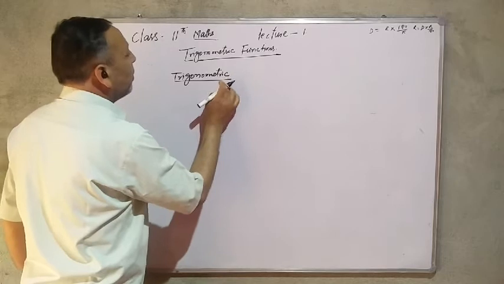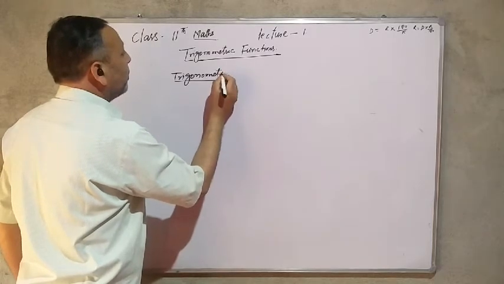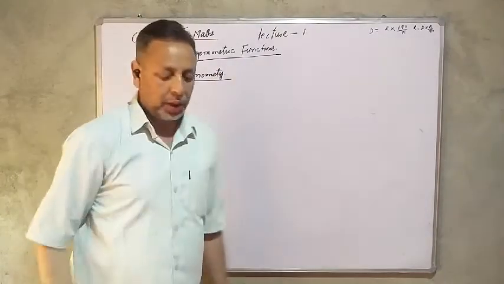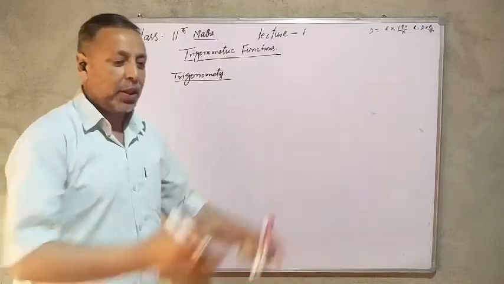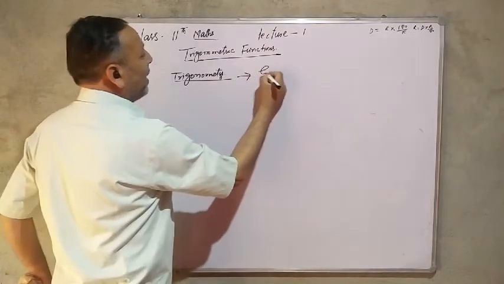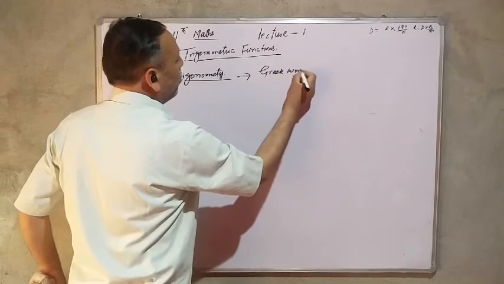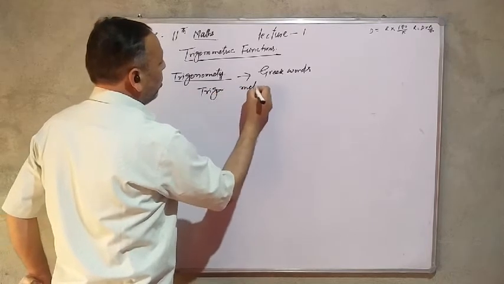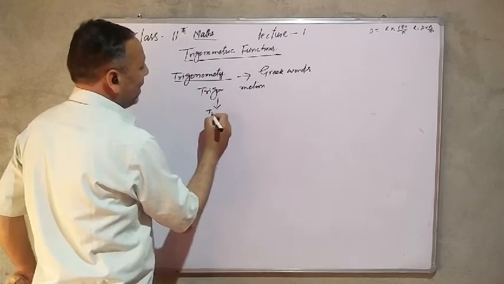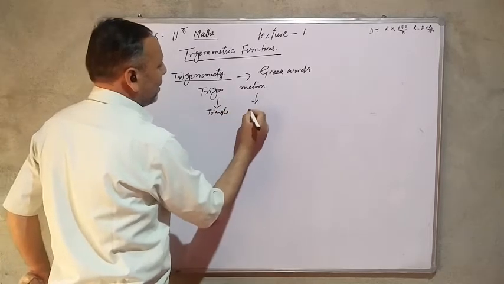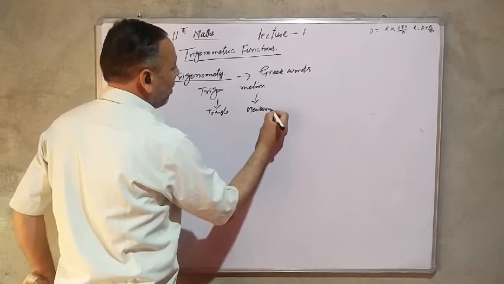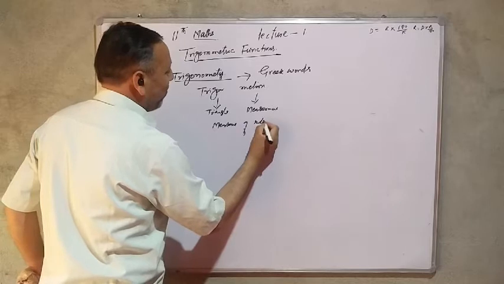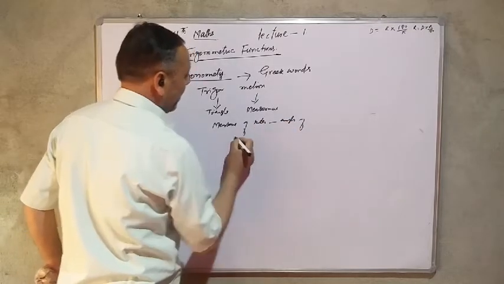Trigonometry. What is trigonometry? You may remember in 10th class we defined what trigonometry is. Trigonometry is derived from two Greek words, trigon and metron. Trigon means triangle and metron means measurement. So trigonometry means the measurement of sides and angles of a triangle.